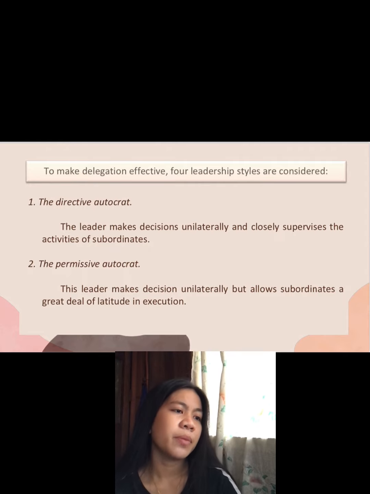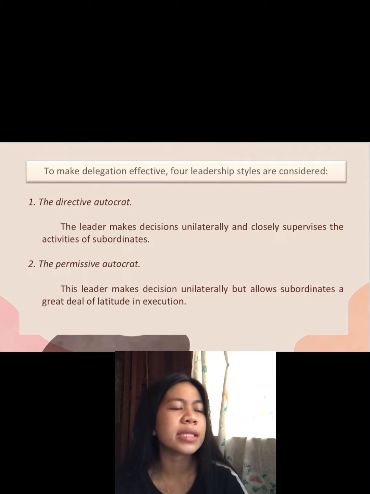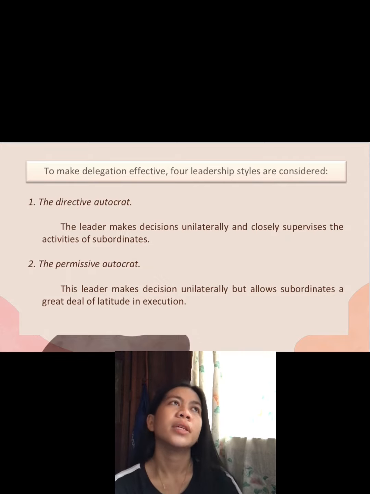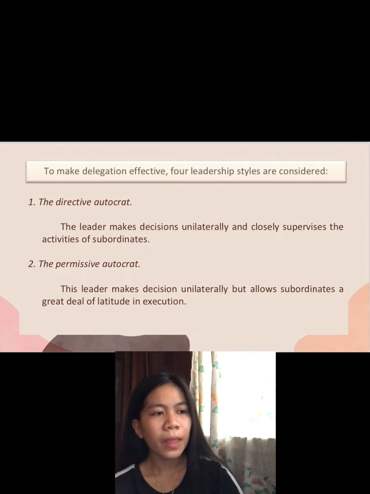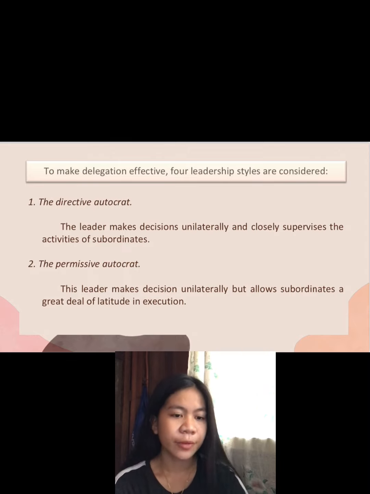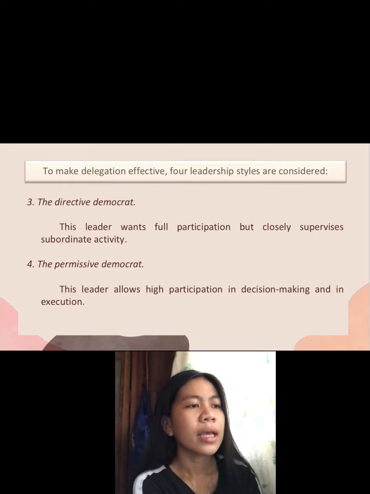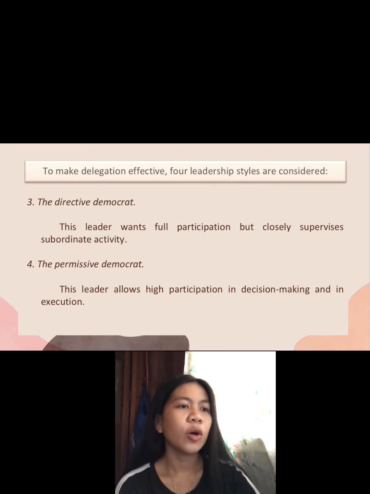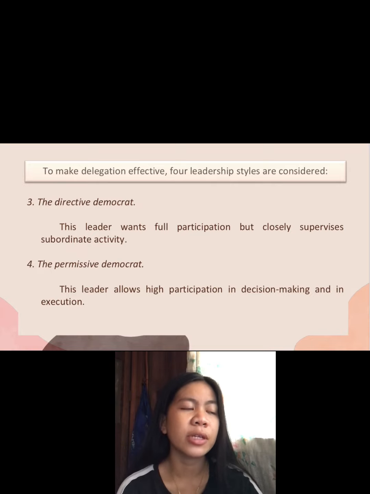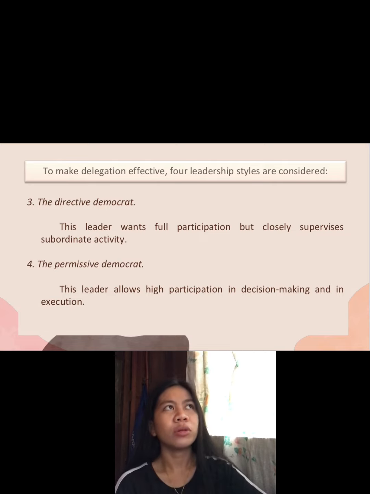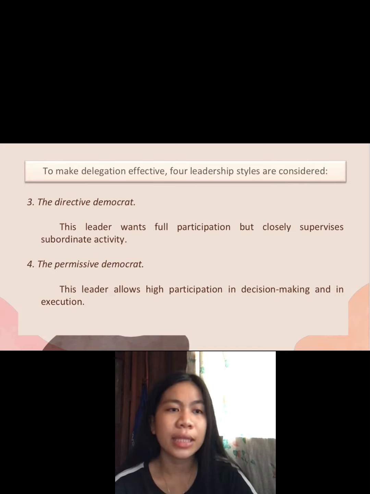The second is the permissive autocrat. The leader makes decision unilaterally but allows subordinates a great deal of latitude in execution. So though the decision is given by him only, no, the subordinates can still participate but in the execution of the decision coming from the leader. The third one is the directive democrat. This leader wants full participation but closely supervises subordinate activity. No, meron na silang employees or subordinates, meron na silang participation sa decision making, but no, may part pa rin yung leader na siya yung mag-supervise sa subordinate activities.